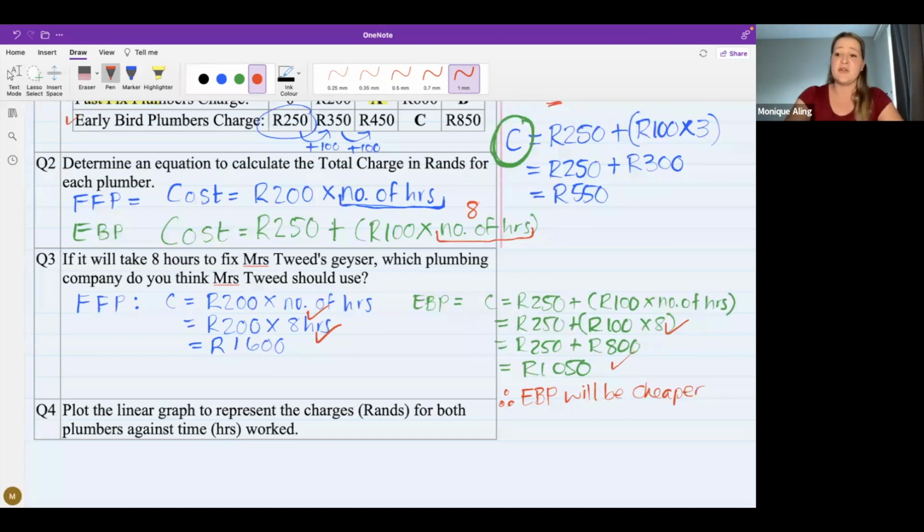Kamohelo wrote, also include by how much it's cheaper. Sorry, Kia. Oh, no, I was just saying that Kamohelo wrote all the calculations in the chat. So that is impressive. I'm so proud of you. And I see Sianda also answered the question. Nice.